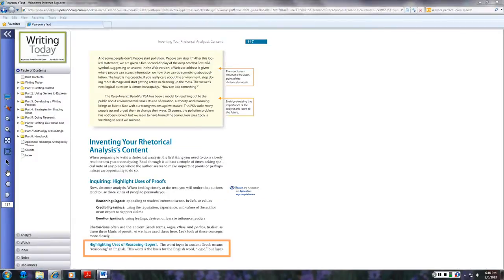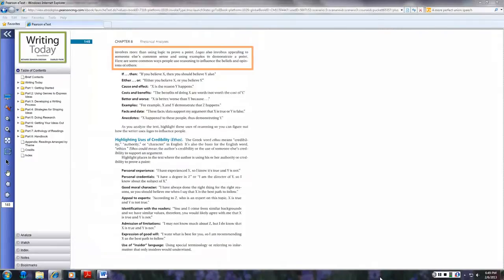Notice at the bottom of the page, we're on page 147 in Writing Today, that they tell us that the word logos means reasoning and that the word is the basis for the English word logic. And then continuing on 148, the writers remind us that reasoning involves more than using logic to prove a point. It also involves appealing to common sense by using examples to demonstrate a point. Then they list for us some specific ways that we use reasoning to influence beliefs. If you believe one thing, then you should also believe another.